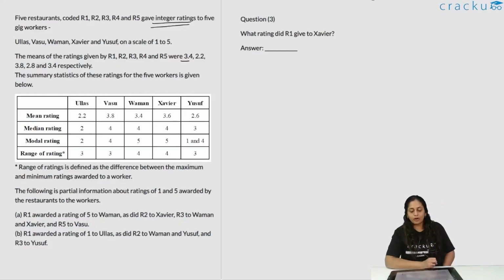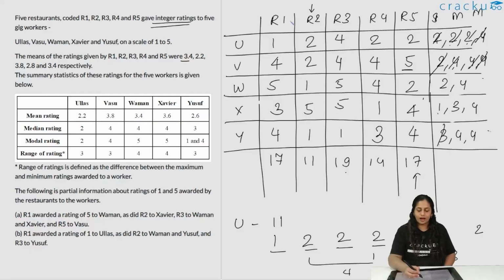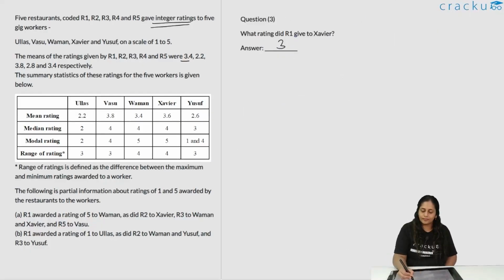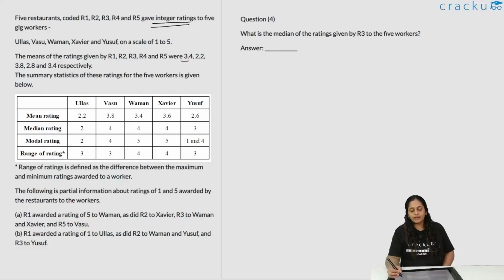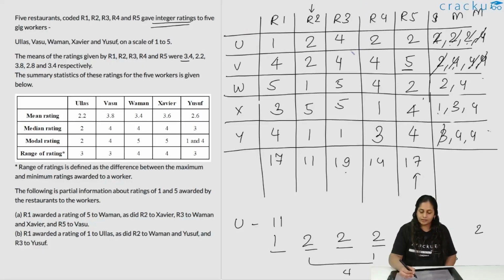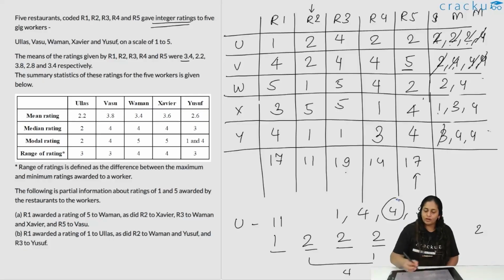Consider question 3. What rating did R1 give to Xavier? R1 to Xavier is 3. So this answer is 3. What is the median of the ratings given by R3 to the 5 workers? R3 to the 5 workers, you have 1, 4, 4, 5, 5. So if I arrange in an increasing order, I get the ratings in an increasing order. The median is 4. So the median of R3's ratings is 4.